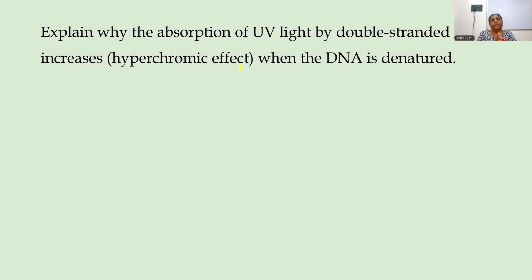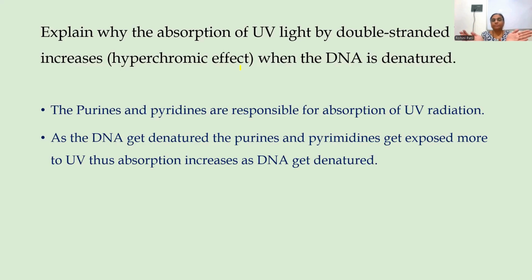Now in the DNA, when it is a double-stranded DNA, the bases are placed internally. So the UV light which is going to come in contact with the bases is lesser when it is in a double-stranded form. But as there is melting of the DNA, the bases are going to be exposed more, and as they are exposed more, more of the purines and pyrimidines are getting exposed to the UV radiation, and then they are going to increase the absorption.